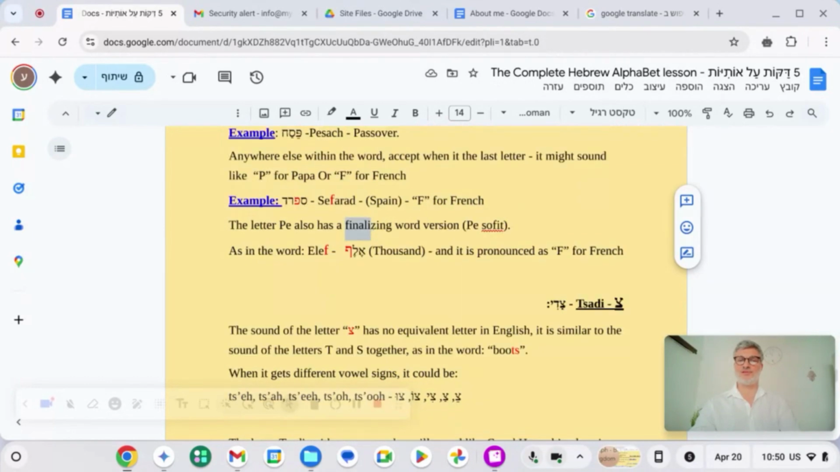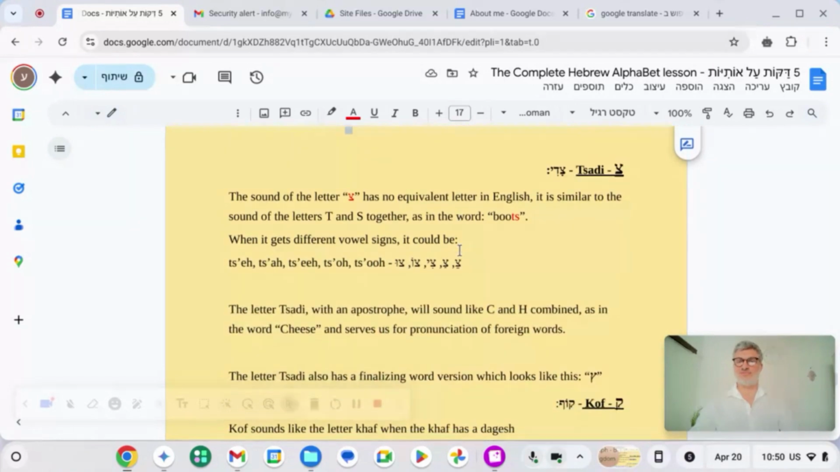The letter P also has a finalizing word version, P Sofit, as in the word Aleph, which means 1,000, and it is pronounced as F for French.